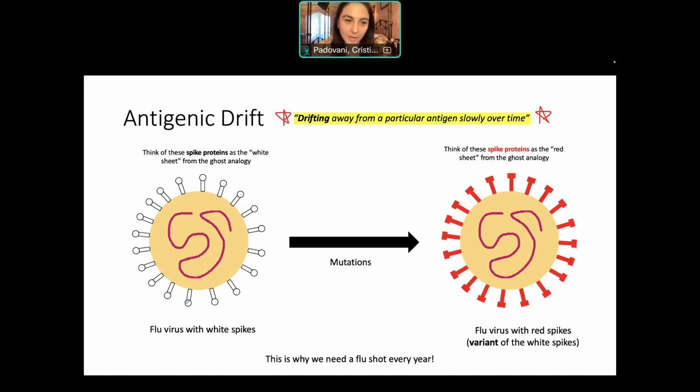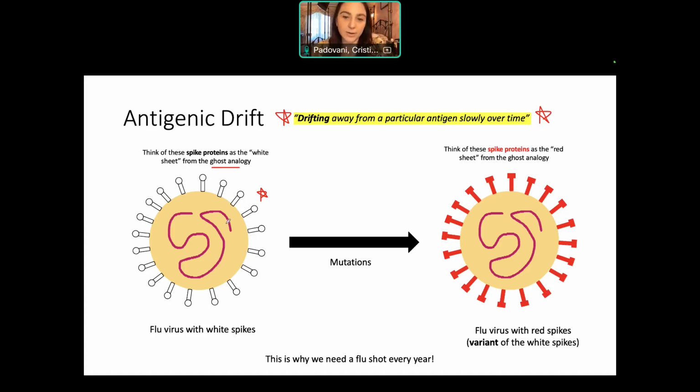Here are white spikes on the surface of the flu virus, on its envelope. Think of these spike proteins as the white sheet from the ghost analogy. I remember that analogy. I forget which lecture that one's in, but it's from a previous lecture. Then you're going to get these mutations, and one of the mutations just so happens that now we have red spike proteins instead of white ones. Think of these as the red sheet from the ghost analogy. So now this flu virus has red spikes.